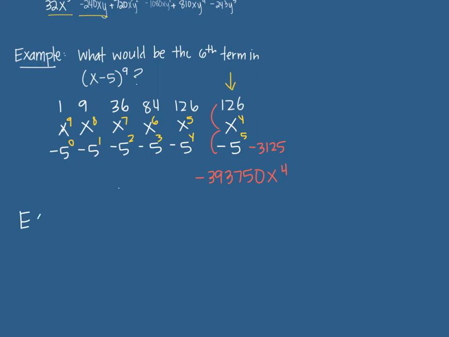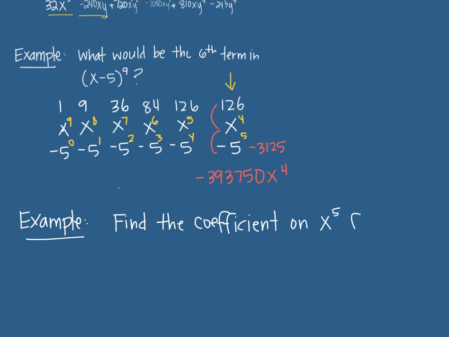Let's do one more example. Let's find the coefficient on the term of x to the 5th for the binomial expansion (2x minus 1) to the 10th. So again, we don't have to do the whole thing. We just have to go far enough that we can find the x to the 5th.